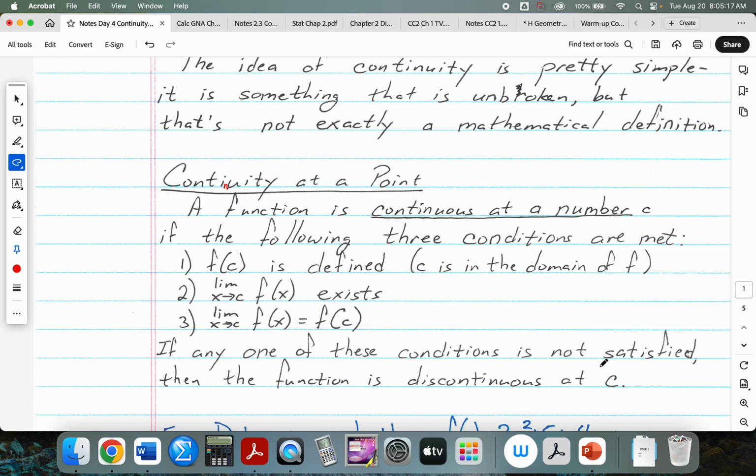Continuity at a point. So a function is continuous at a number c if the following three conditions are met. All three of these have to be met. f of c has to be defined, right? c has to be part of the domain of the function. The limit as x approaches c of f of x has to exist also, and those two have to be the same, right? If you have the first two but not the third, you have a removable discontinuity.